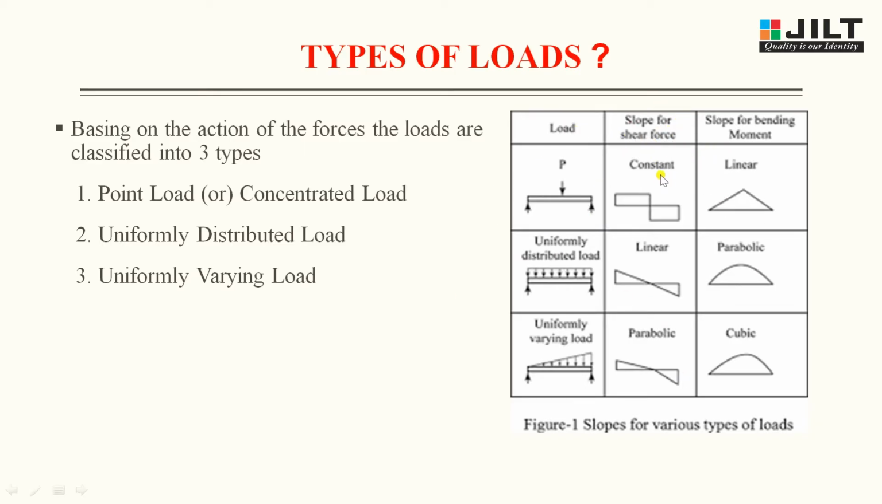Here I have also plotted the slopes for various types of load. Slope for shear force, it is positive to negative in rectangular form. For the uniformly distributed load, it is a triangular form, positive to negative. For the uniformly varying load, it is in parabolic form. Slope for bending moment: for concentrated load, triangle; in UDL, parabolic; and in UVL, cubic. This chart will help you to analyze the slope of the various types of load.